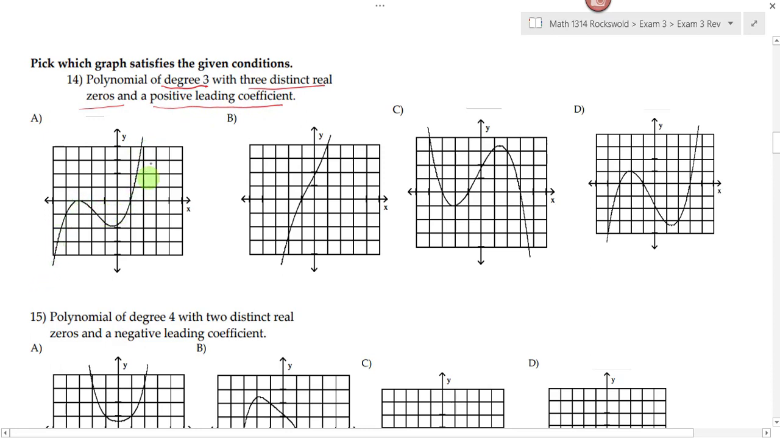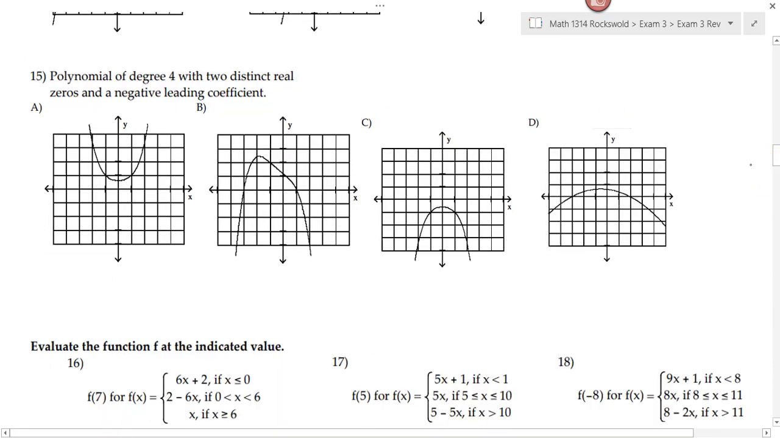So could A be? Why not? It doesn't have three distinct real zeros. The shape is right, but it only has two zeros. What about B? B only has one zero. What about C? No, because it's decreasing. That'd be a negative leading coefficient. The answer here is D because we have the right shape and we're increasing. So this is going to be D.